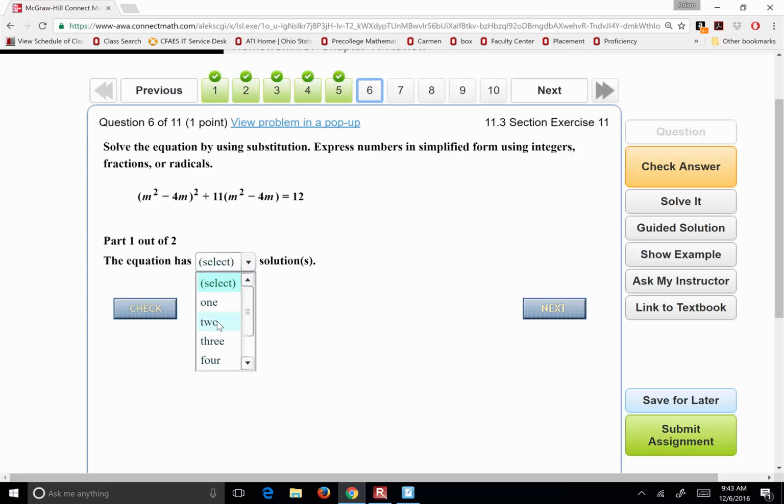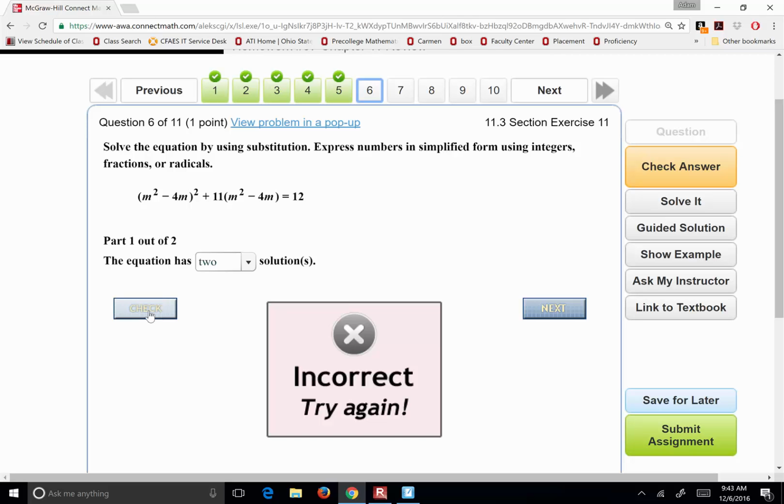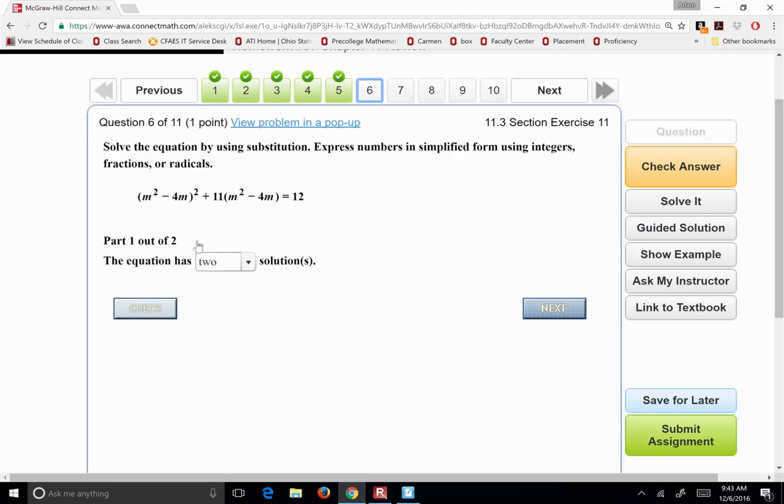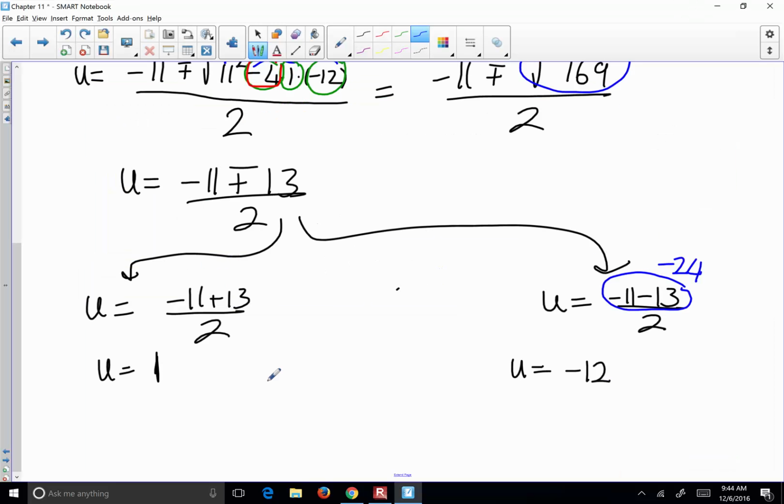I remember doing this back then. We found 2 solutions, right? Did we really find 2 solutions? Yeah, but how come it's not accepting? What is wrong? It says it's not the right solution. You don't have 2 solutions here. Why?